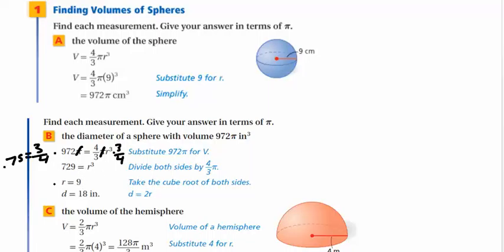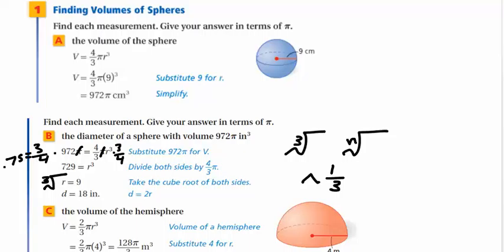Now the next thing you do, you have to take the cube root of both sides. On your calculator, you may have a cube root, or you may have something that looks like an nth root, and you have to put in that it's a 3. If you don't have either of those, you can go to the power of 1/3. That's the same as taking the cube root. And then you'll get 9 for the radius, and then double that for the diameter.